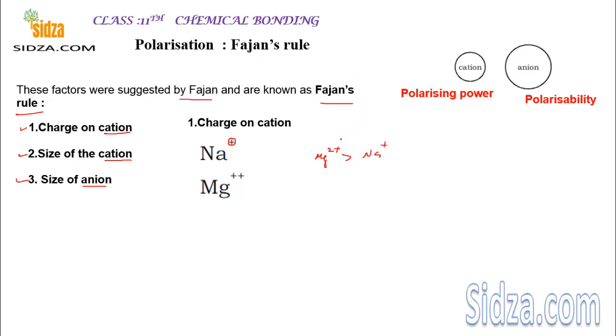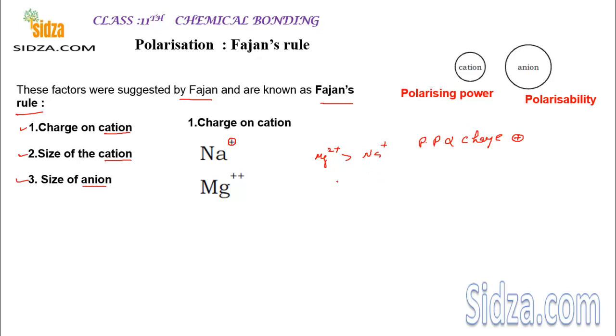If the charge is more, it can pull the electrons very strongly. So we can say here the polarizing power depends on the charge of the cation. It is directly proportional to the charge of the cation. If the charge of the cation increases, it will attract the electron cloud very strongly. So that means it has more covalent character then.